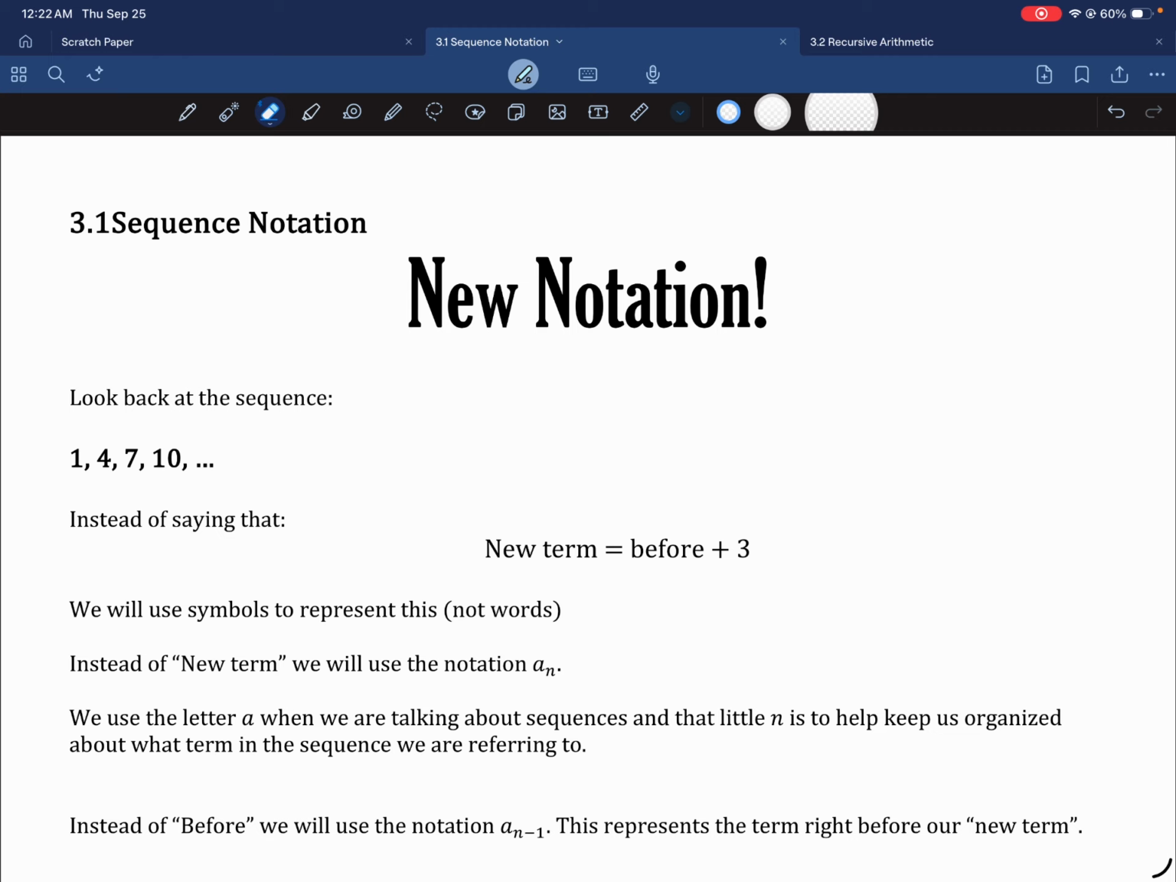We just finished our test, so we're starting a new unit today. This unit is on sequences. Today we're just going to be focused on notation in a sequence and finding a specific term in a sequence.